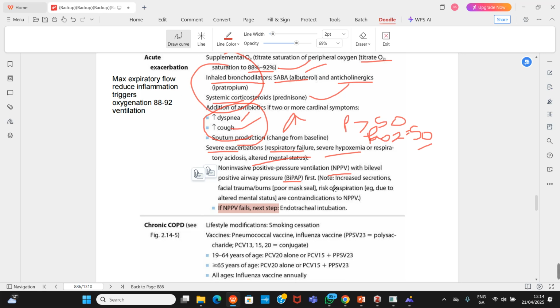But if this guy has a risk of aspiration due to what? Confusion, altered sensorium, you cannot use NIPPV. If the person is having increased secretion that can easily aspirate, you cannot use NIPPV. If the person is having facial trauma or burn that you cannot apply the mask for the BiPAP, you cannot do NIPPV. So if the person is having increased risk of aspiration due to altered mental status, increased secretion, facial trauma, just go and do what? Intubation immediately. Or if you have tried NIPPV and it fails, proceed to intubate that patient.